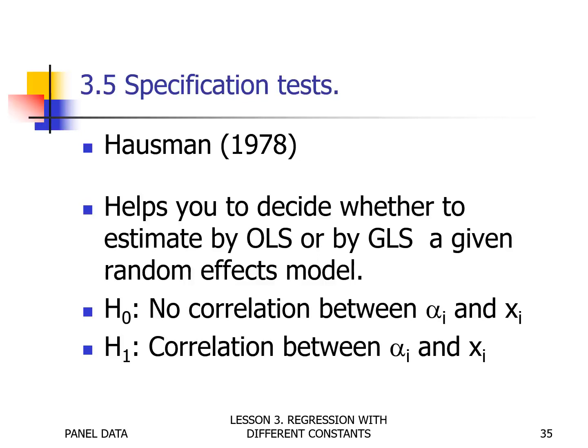But in principle, the null hypothesis of the Hausman test is no correlation between alphas and x's. And the alternative is that there is correlation between alphas and x's. So under the null, we are fine with GLS. Under the alternative, we have to use OLS when estimating a random effects model.